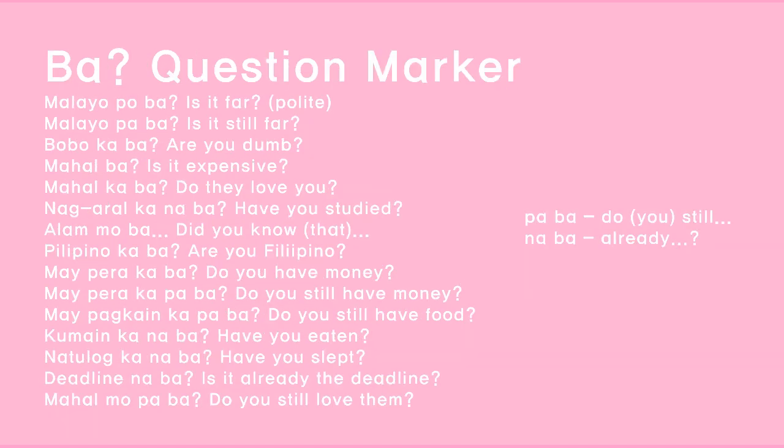Ba is a question marker, so for yes or no questions. Okay, so I'll go and read the examples. Malayo po ba? So, po is something we add to our sentences to make it polite. So, you can use it with elderly people, people older than you, or just as a sign of respect. Malayo pa ba? Is it still far? Pa, again, means still. So, malayo pa ba? You're getting impatient.